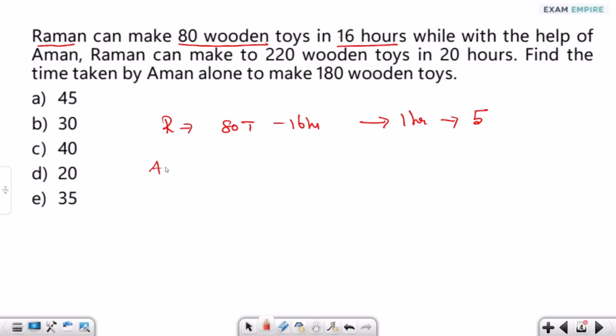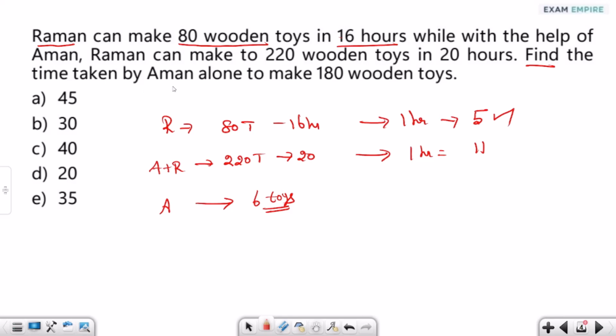Next, Aman and Raman can make 220 toys in 20 hours. That means in 1 hour, it will be like 11 toys. See, in 1 hour, Raman can do 5 toys, and Aman and Raman together can do 11. That means Aman alone will do how many toys in 1 hour? 6 toys. Okay. Find the time taken by Aman alone to make 180 wooden toys.